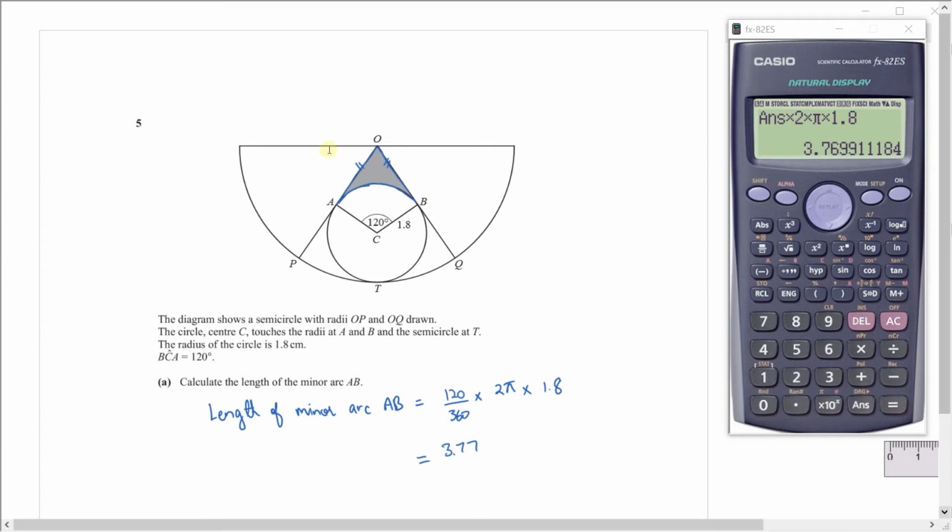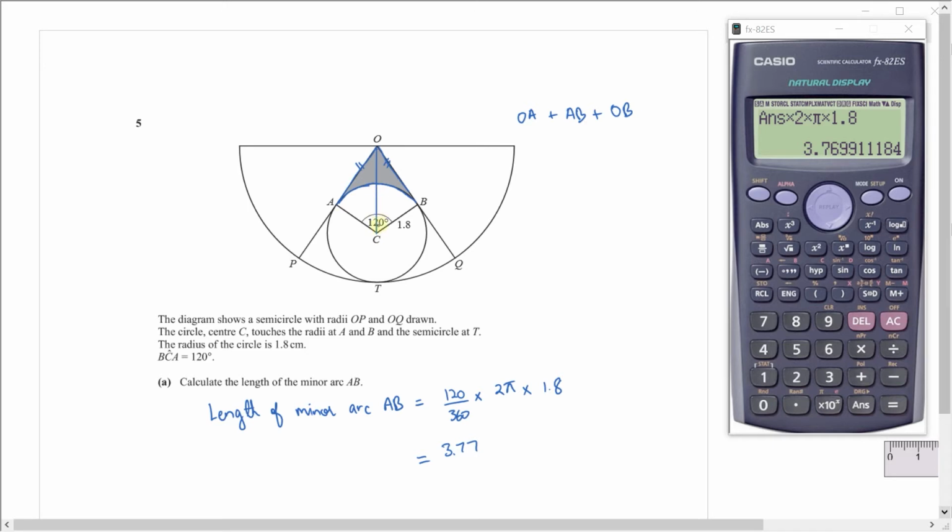So your perimeter will be OA line plus AB arc length plus OB line. To calculate this OB length, we can draw a straight line between these points O and C like this.